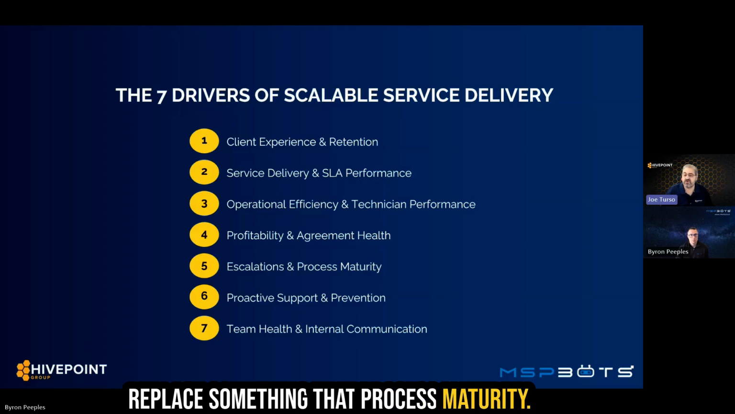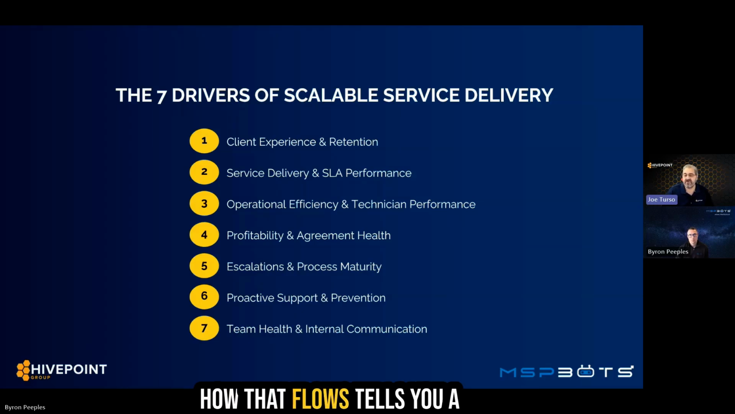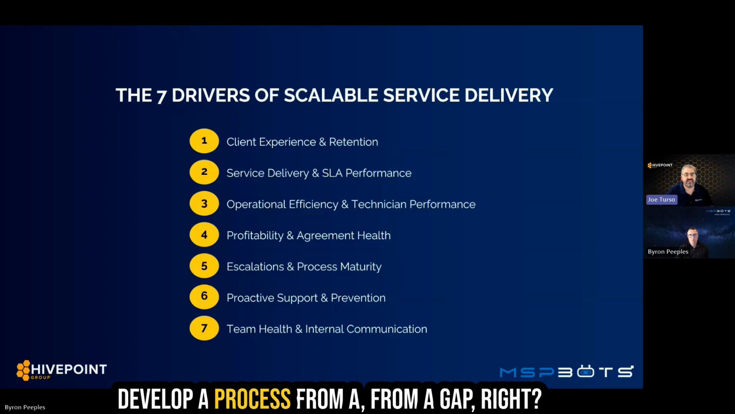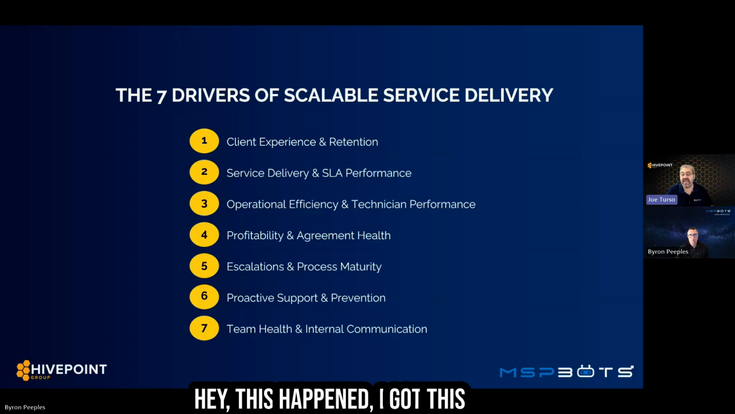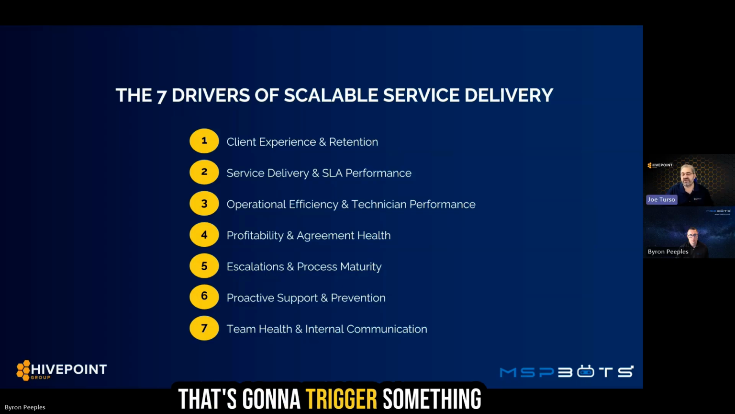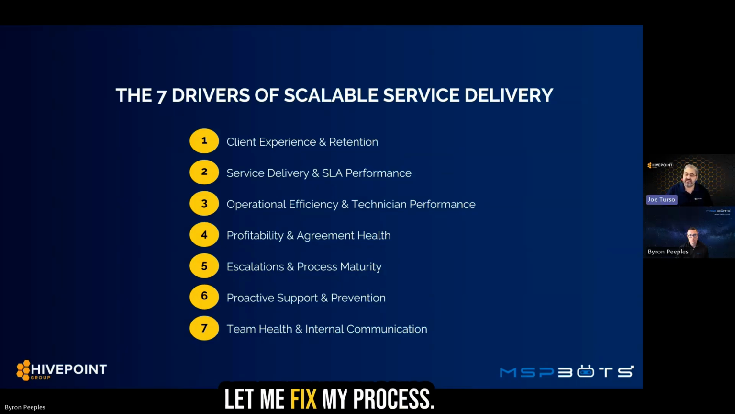That process maturity and how that flows tells you a lot about your operations. When you have a trigger to develop a process from a gap, like, hey, this happened, I got this ticket and I shouldn't have, that's got to trigger something to say, how did that happen? Let me fix my process, not just the issue.